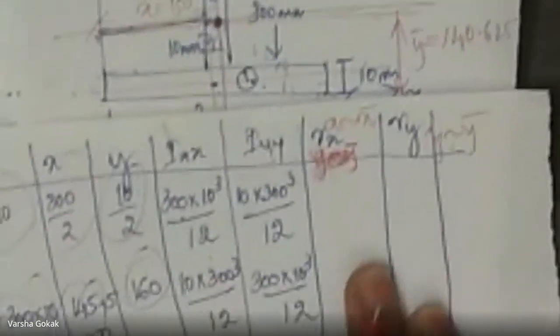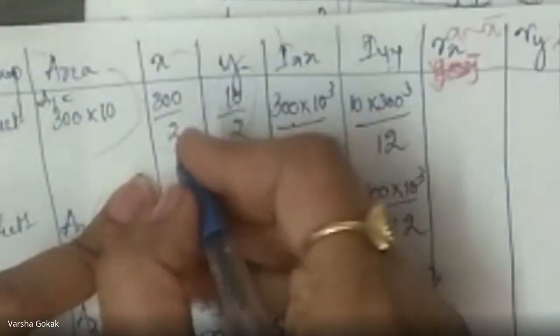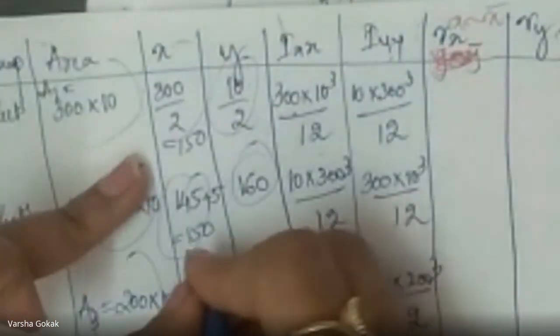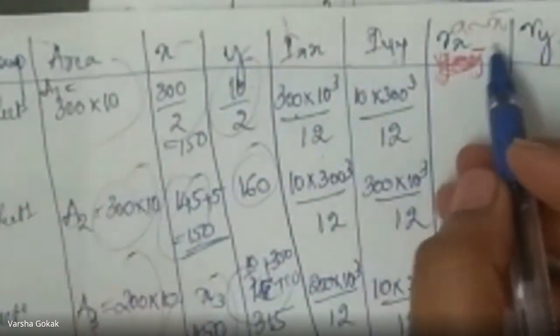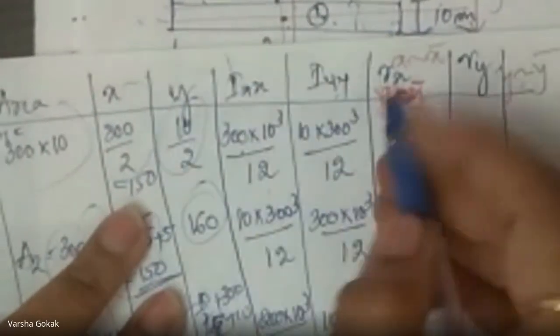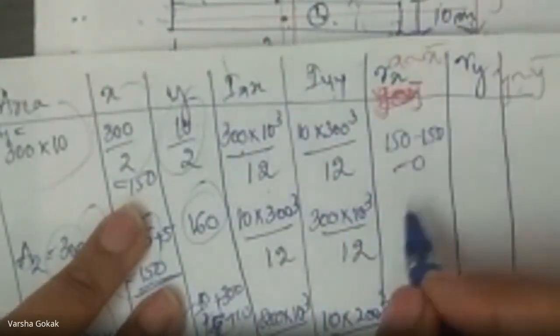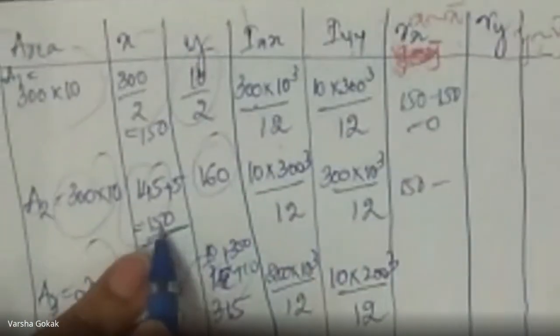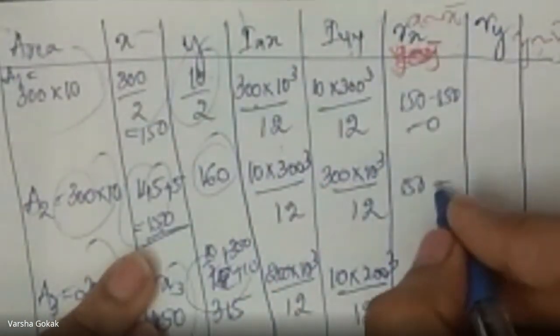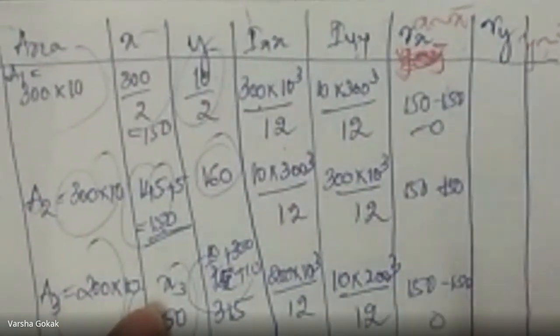Means what? I have got y bar and x bar now. So the difference, when I'm putting it into the table, you have your x values here. This is 150, this is also 150, this is also 150. So when I look for x bar, what is the x bar value? It is also 150. So it becomes 150 minus 150, 0. Again 150 minus 150, 0. 150 minus 150, 0. So all three became 0.